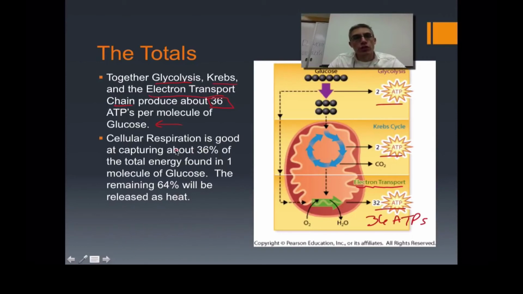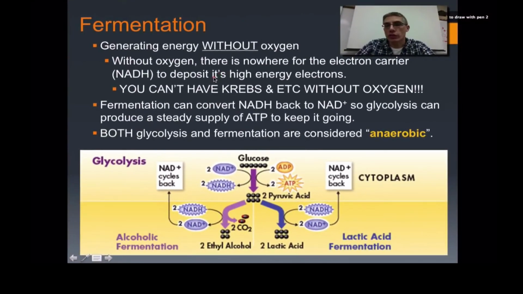Now, cell respiration is really good at capturing around 36% of the total energy found in one molecule of glucose. And if you notice, this 36 is very similar to the 36 ATPs that we had taken from that molecule of glucose. So what we have left over is 64% of the total energy from that glucose molecule. Well, that 64% is not in the form of chemical energy, so it's not in the form that the cell can actually use. It's actually being released as heat energy, so it's a different form of energy. It still does something for us, it helps to keep us warm, but it can't be used to power various cell processes.